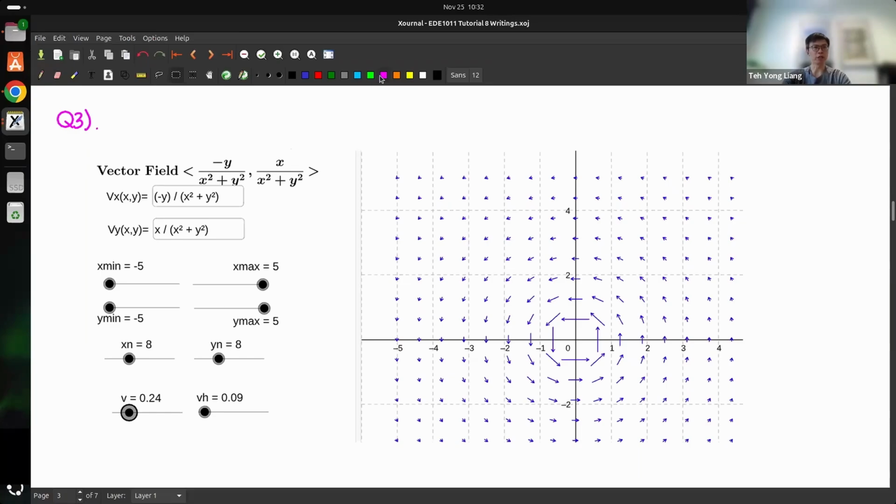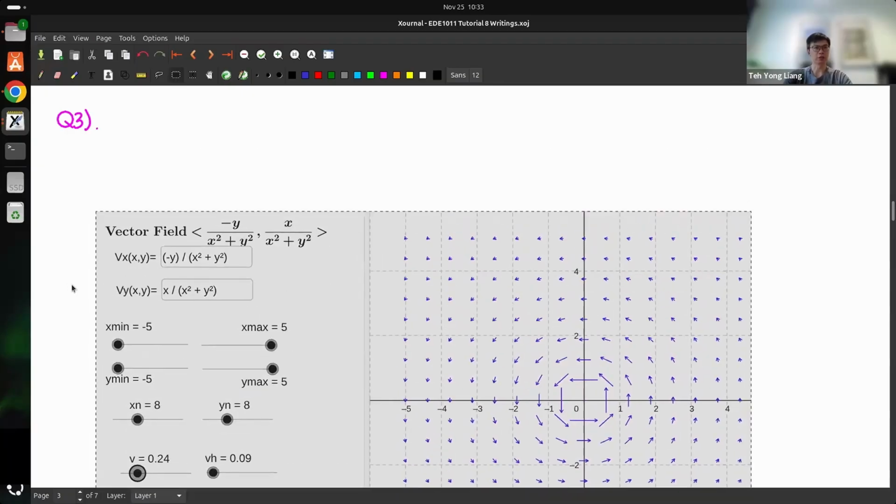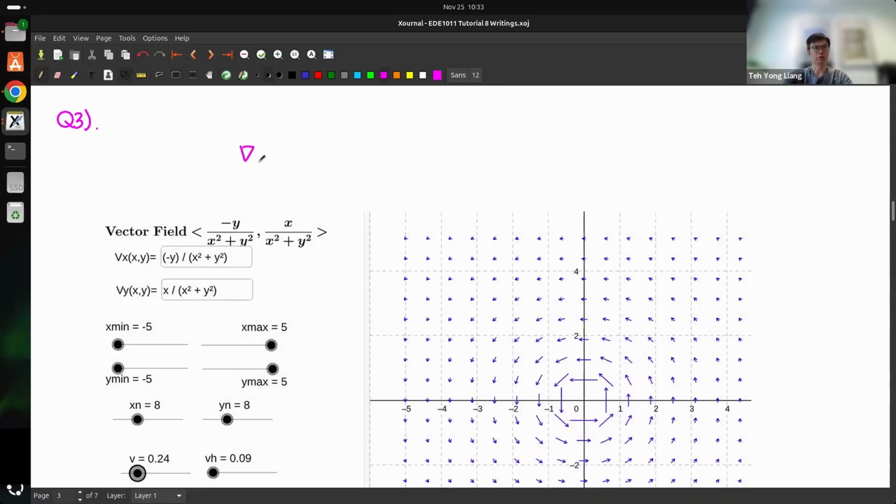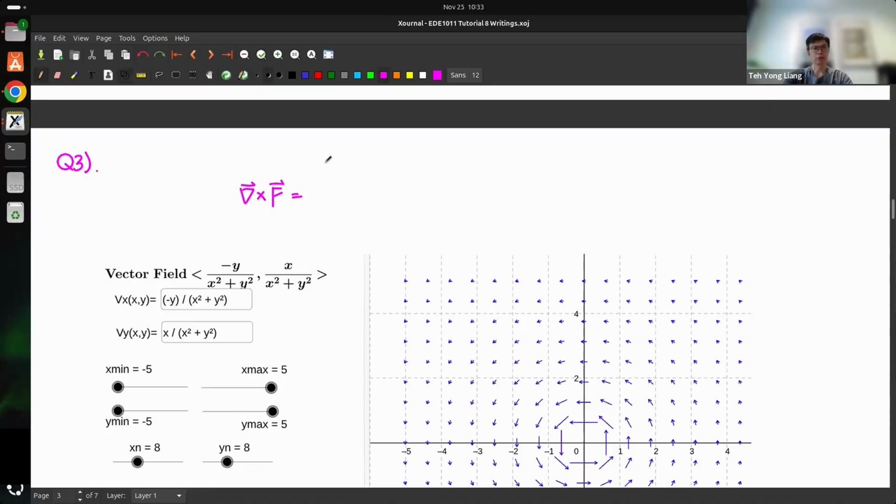But if you compute the curl vector, which is not difficult to compute, because you just have the gradient operator cross product with your vector field. Your vector field is F. So you can see your curl operator, del sub x, del sub y, del sub z, crossed with minus y over x squared plus y squared, then x over x squared plus y squared, and then 0. Because you don't have any z component, that means your vectors are only in the plane.